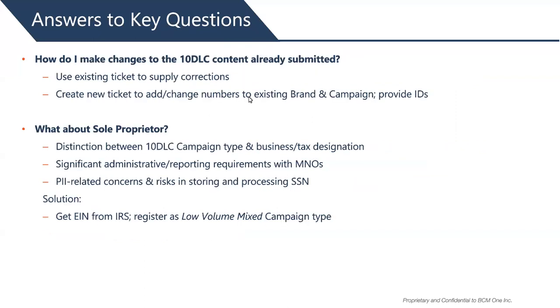What about corrections, etc., that you need to make to 10DLC registrations you've already submitted? If your intent is to just correct existing data that you already have submitted without any additions from a numbers perspective, you could keep the existing ticket email chain going and just supply your corrections to that same ticket. But if you want to add or change numbers to existing brands or campaigns, please do provide us those brand and campaign IDs along with the numbers you want to either add, remove, or change for those campaigns that you've already registered.